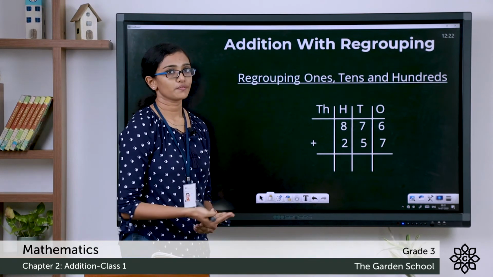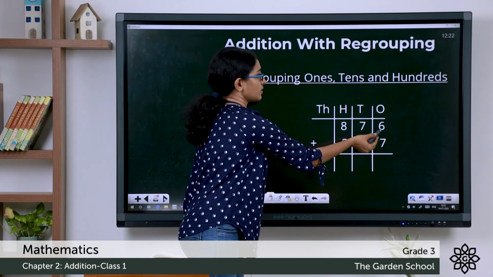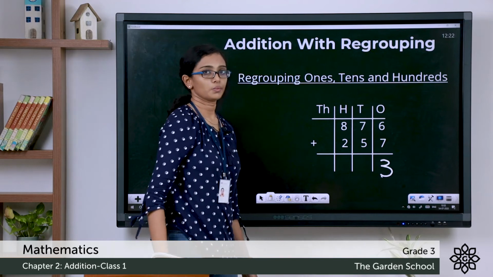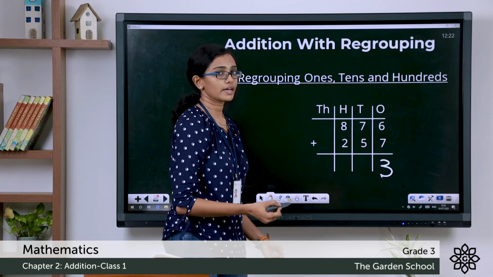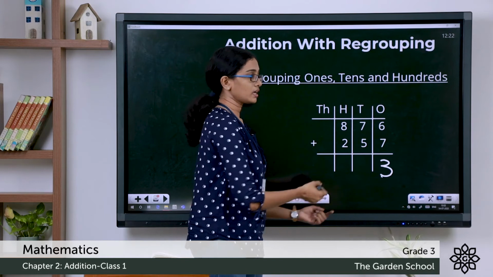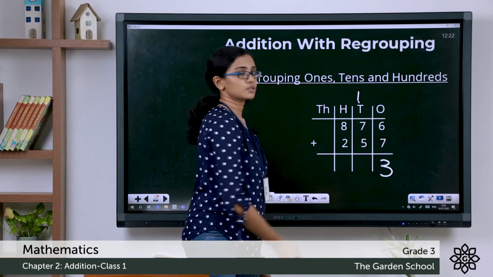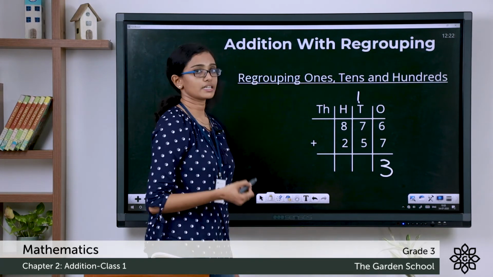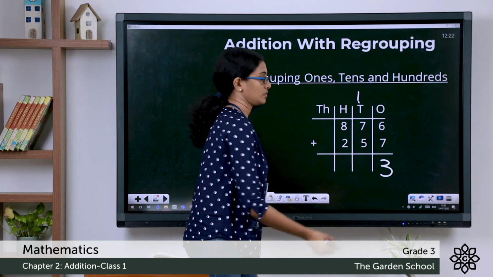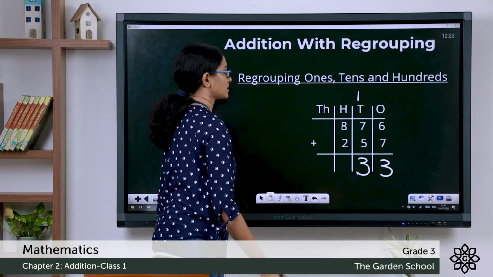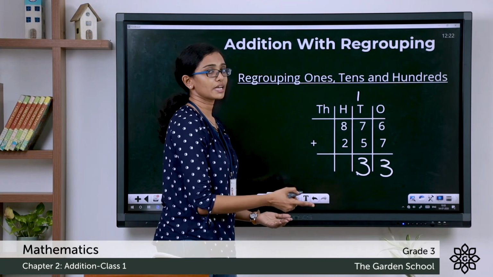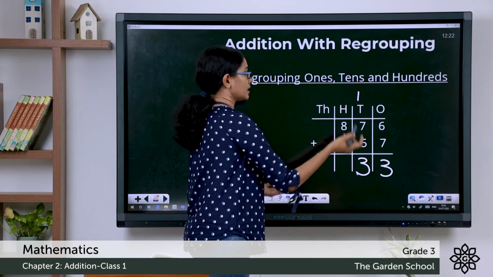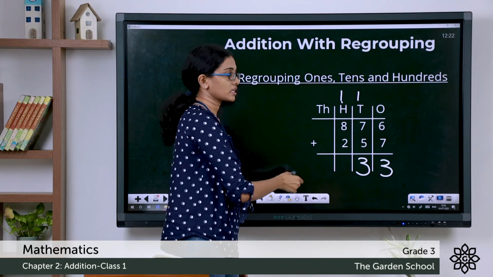Now let's see a combination of all these three. Here you have 6 ones and 7 ones, which equals 13 ones. So 13 ones is 1 ten plus 3 ones. So let's carry over the 1 ten to the tens place. Now you have 7 tens plus 5 tens, that is 12 tens, plus 1 ten, which is equal to 13 tens. So 13 tens equal 100 plus 30, or 3 tens. So from that, let's carry that 100 to the hundreds place.